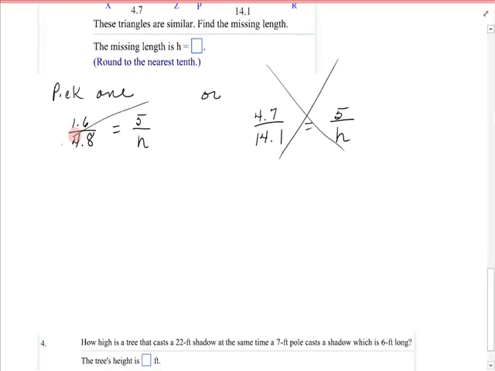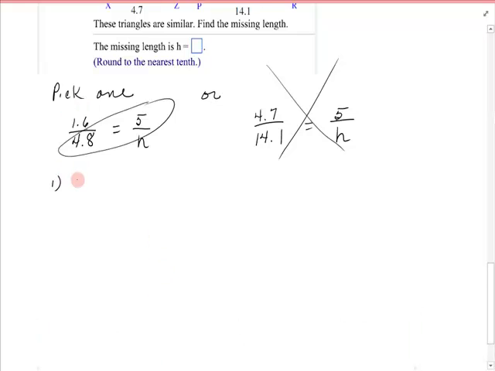So, cross product, number 1, I have 5 times 4.8. Let's see, 4.8 times 5, that's 40, carry the 4, that's 24, 1 decimal place, that is 24. Step 2 is to take 24 and divide it by 1.6. I'm dividing by decimals. That makes me wonder about the kind of answer, and it says round to the nearest tenth.